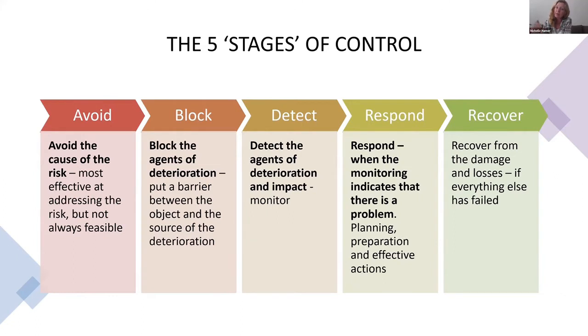So you can put up some kind of a barrier between the object and the source of deterioration. So you're not avoiding it, but you're blocking it. You can detect, so that's your monitoring, and then you can respond when the monitoring indicates that there's a problem. So you also need to think of your interventions in terms of these different stages of control.